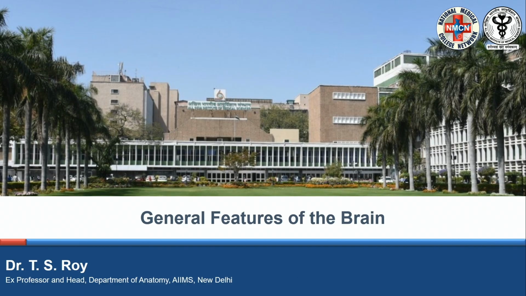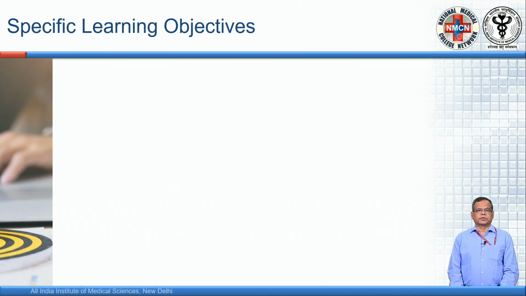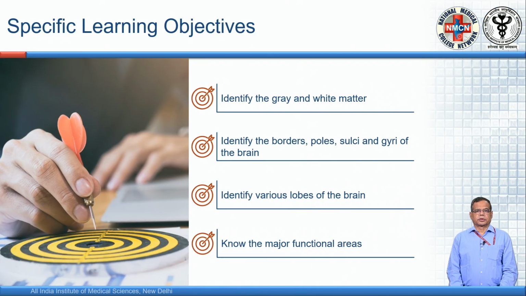In this video lecture, I will describe the general features of the brain. The specific learning objectives are: a student should be able to identify the gray and white matter. They should identify the borders, poles, sulci and gyri of the brain. Should be able to identify various lobes of the brain and should know the major functional areas of the brain.